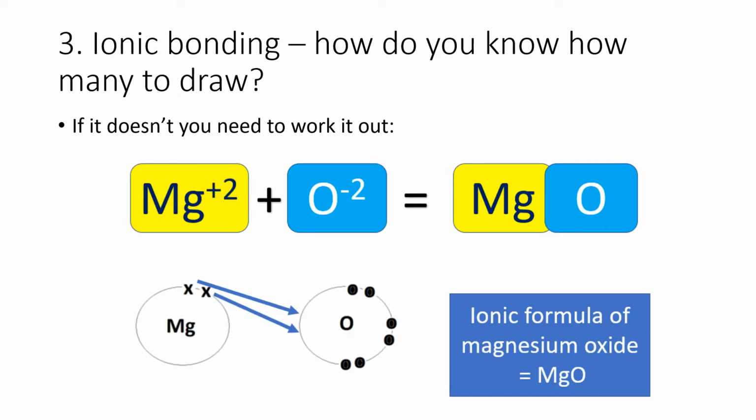For this one here, magnesium's group 2, so it loses 2 electrons, so plus 2. Oxygen's group 6, so it gains 2 electrons, so that's minus 2. Again, those numbers are balanced, they are the same, so they cancel each other out. So I just need 1 of each. MgO is the correct ionic formula.